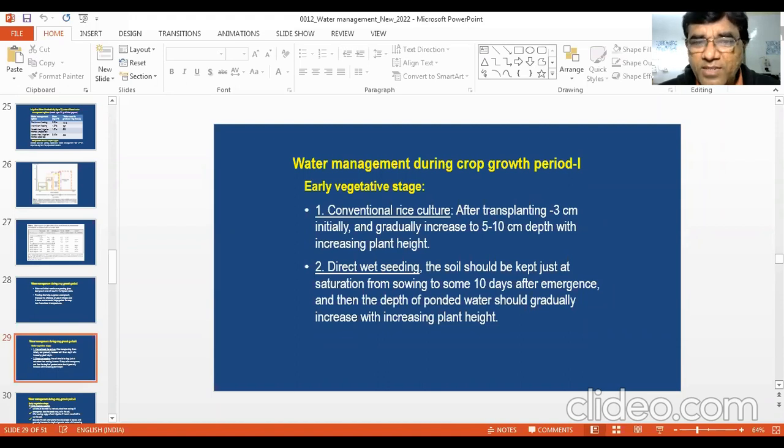If you have direct wet seeding, the soil should be kept just at saturation. No need to flood the soil from sowing time of at least up to 10 days after emergence. And then the depth of ponded water should gradually increase with increasing plant height. So initially in wet seedings, your seed is on the surface. If you pond the soil with water, then seeds may rot. Rotting of seeds can occur.